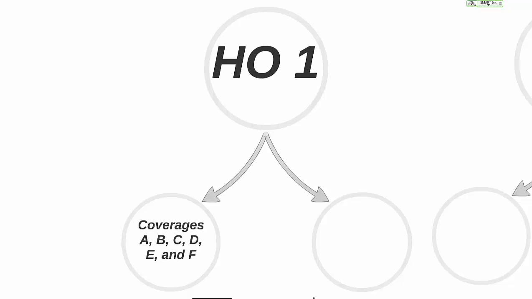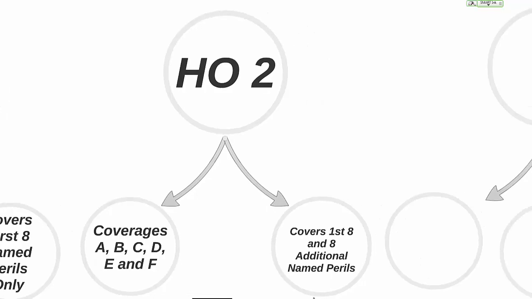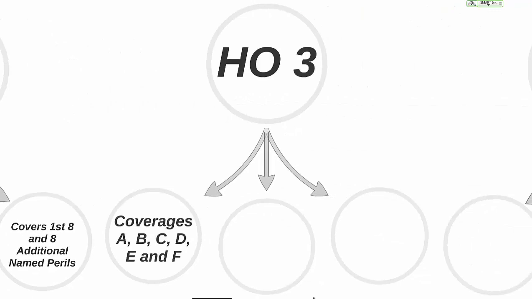HO1 includes coverages A, B, C, D, E, and F, and covers the first 8 named perils only. HO2 covers A, B, C, D, and F, just like HO1, and covers the first 8 and the 8 additional named perils, just as I described them above. Then HO3 also provides coverages A, B, C, D, E, and F, just like 1 and 2. It is the most common form, and the form in the appendix in the RADA text.